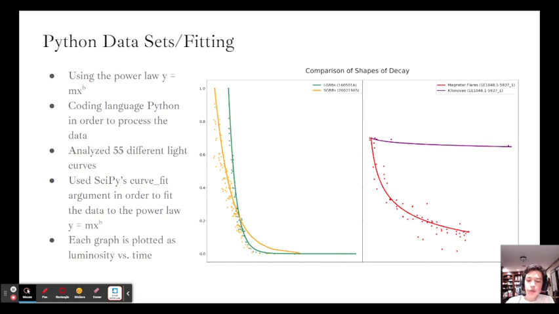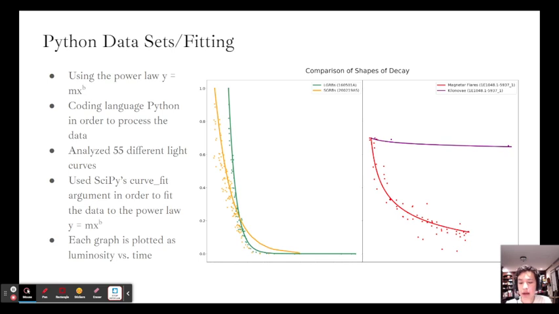On to the actual experiment, we used Python data sets and fitting with power laws. So power laws are very common mathematical relationships that are used to fit data. They're both numerical and graphical representations of a trend of decay. For ours, we used the function y equals m x to the power of b, and it's able to be scaled. The parameter b shows the steepness of the decay.